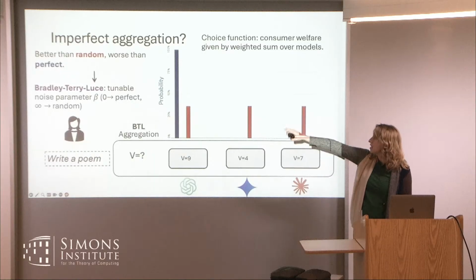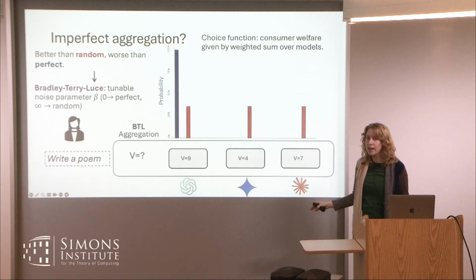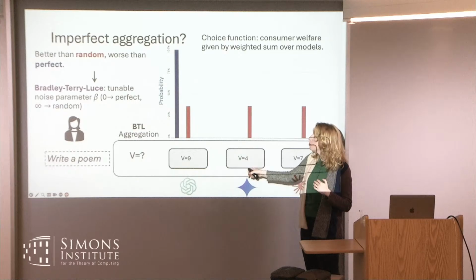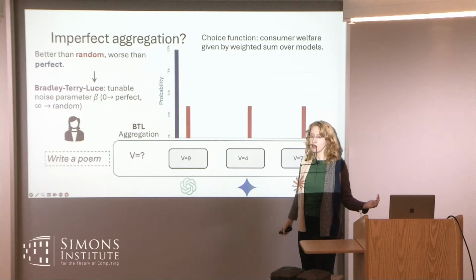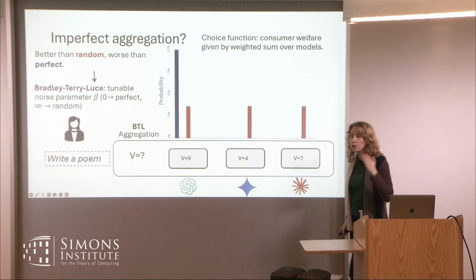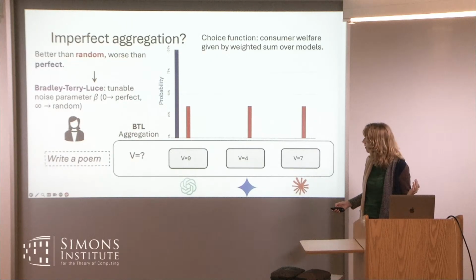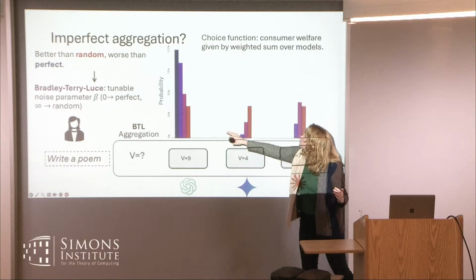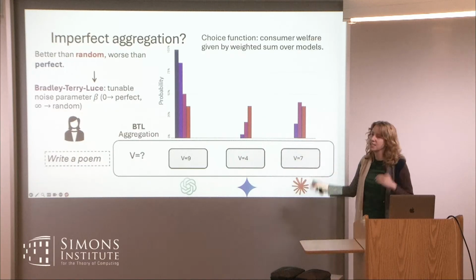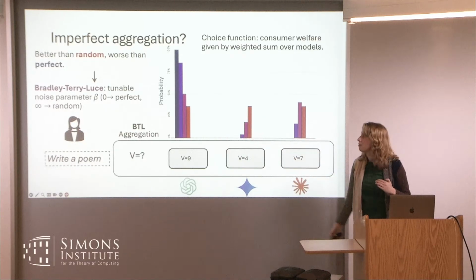We're going to look at Bradley-Terry-Luce, softmax, whatever you want to call it, something like this, which has a tunable noise parameter. On one extreme, it looks like perfect aggregation. On the other extreme, it looks like random aggregation, and we're going to play with changing this noise parameter. The purple bars represent different noise parameters, basically more or less accurate. And temperature will be an important factor we talk about later.